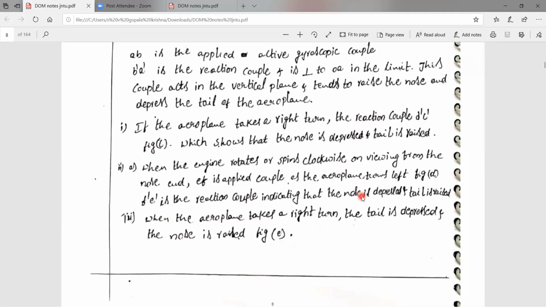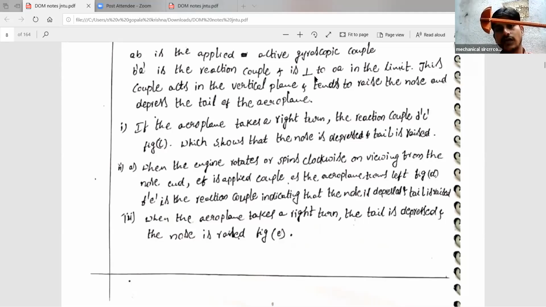The plane will take a left turn. Okay, left turn. Again, it may also have a left turn, and the plane will take a left turn. So then the effect of gyroscopic couple is, that means our turning movement and our direction of rotation will be the same direction, if you are observing that. So when we have that, then the nose is dipped and the tail is raised.